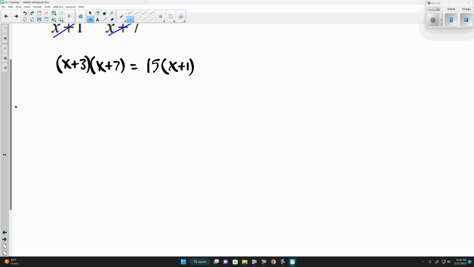Now for this one here, we do need to distribute. X times x would give us x squared. X times 7 would be plus 7x. We do the same thing with 3. 3 times x would be plus 3x, and 3 times 7 would be plus 21. Is equal to, here we can distribute the 15.